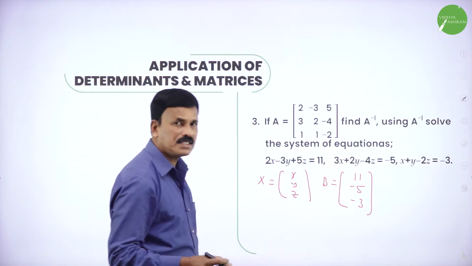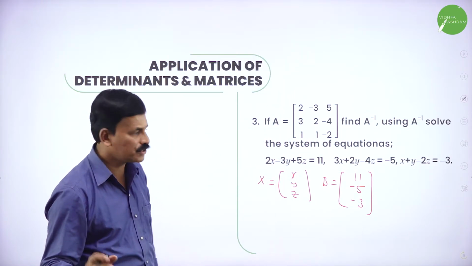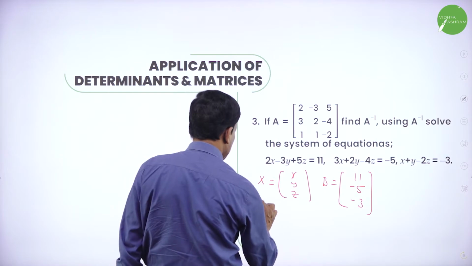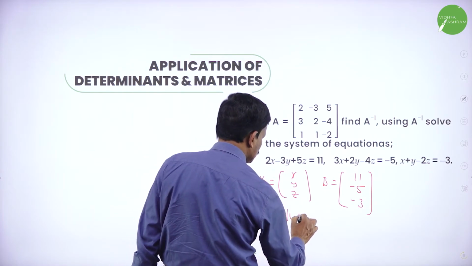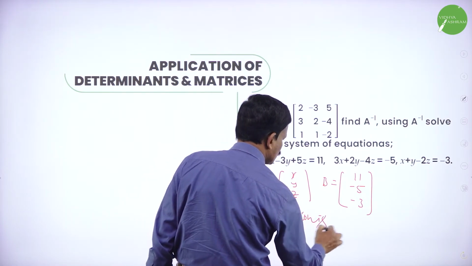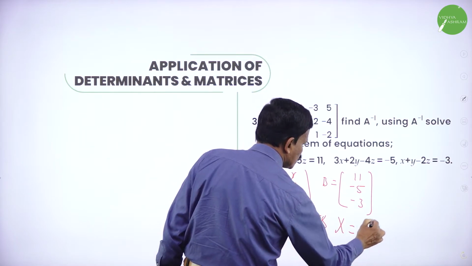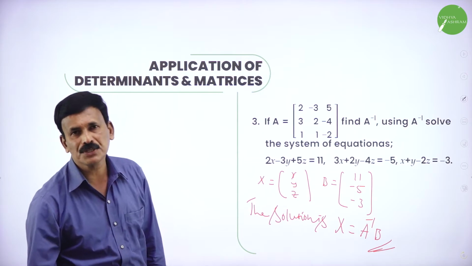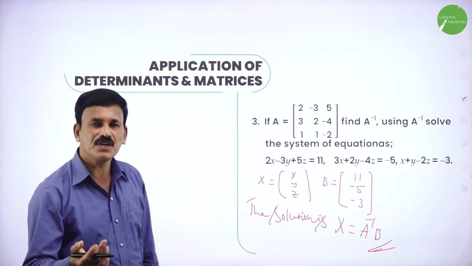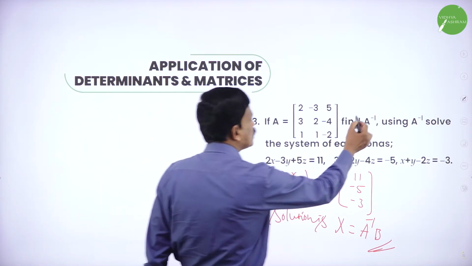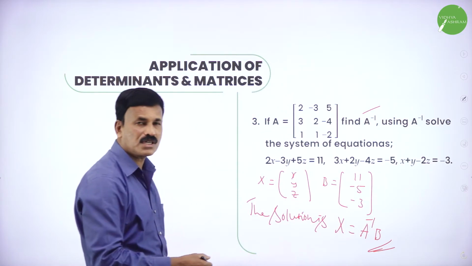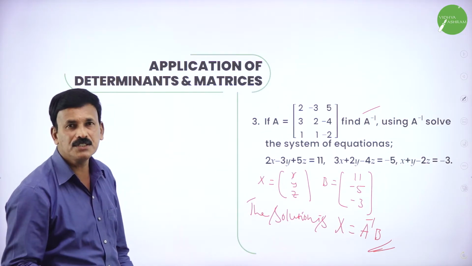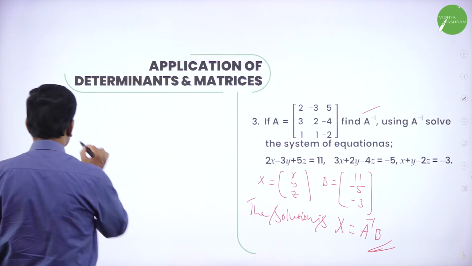So, instead of writing A, they have already given. That's it. No problem. The solution is X is equal to A inverse into B. Find out A inverse. That is what they have asked. For solving, one should find the A inverse.